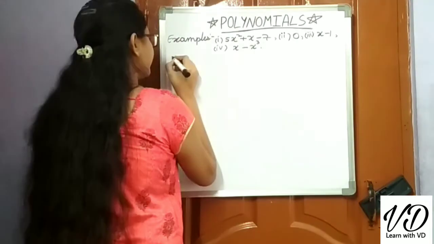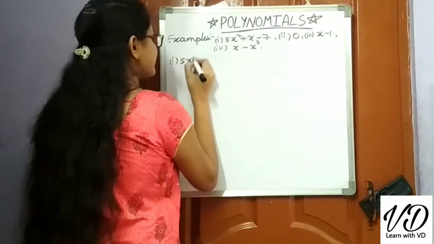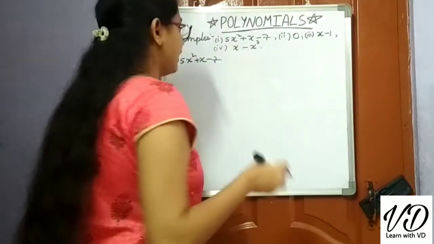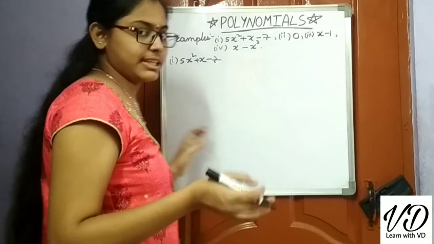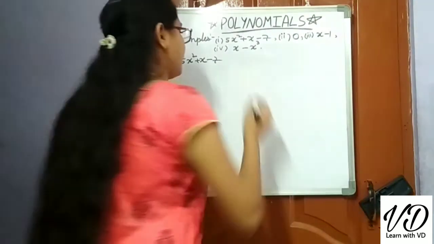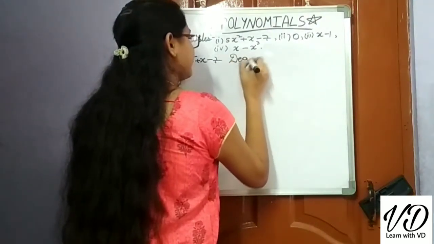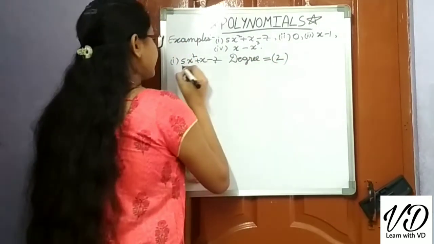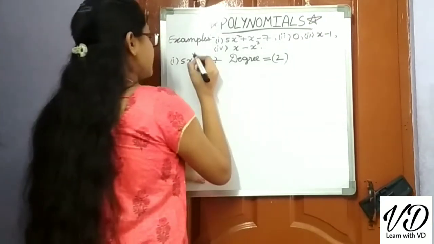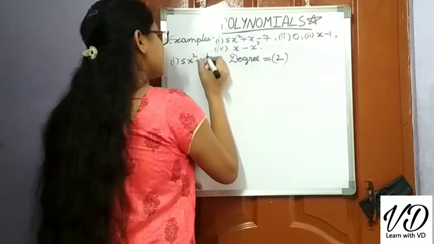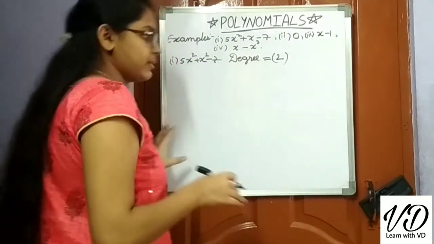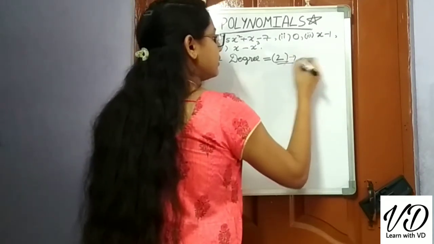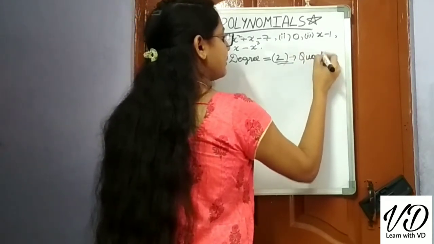Now let's take the first one, that is 5x squared plus x minus 7. To classify it into types of polynomials based on the degree, we need to know the degree of the polynomial. The degree of this polynomial will be 2 because the degree of the first term is 2 and the degree of the second term is 1. The highest of the degrees of the terms will be the degree of the polynomial. So the degree of the polynomial is 2. This will be a quadratic polynomial.